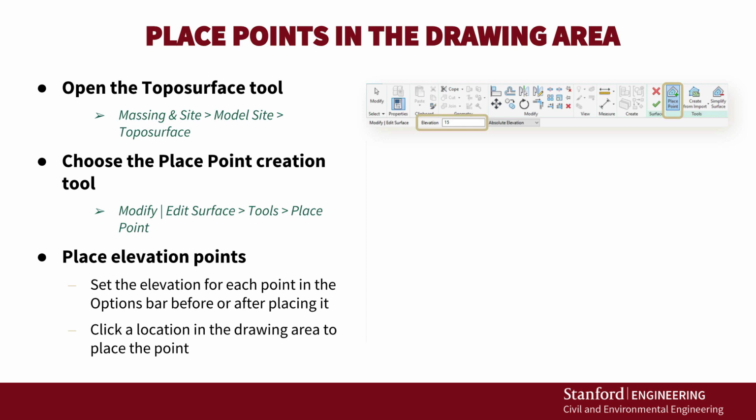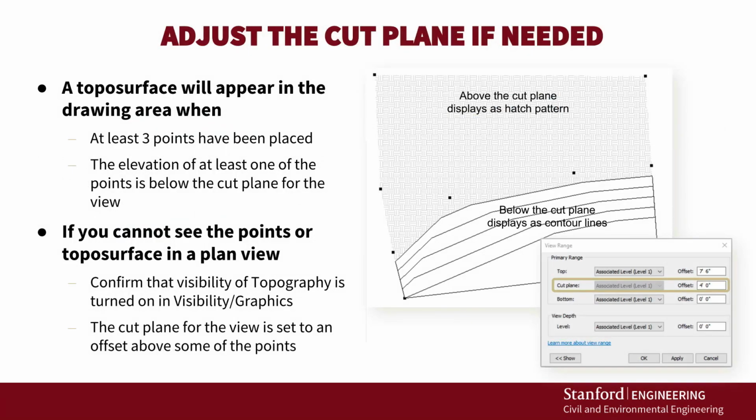Next, we'll place the elevation points, and as we're placing each point, we'll start by setting the elevation for each point in the options bar before we place it. Then, we'll click a location in the drawing area to place the point at that location. Now, as you're placing points, you may find that you need to adjust the cut plane height in the view in order to be able to see your points and the topo surface that's being created.